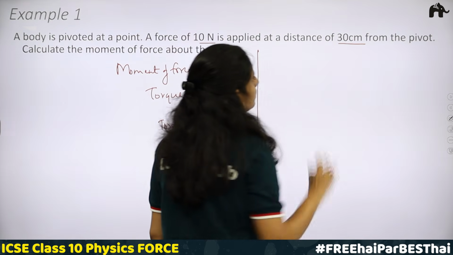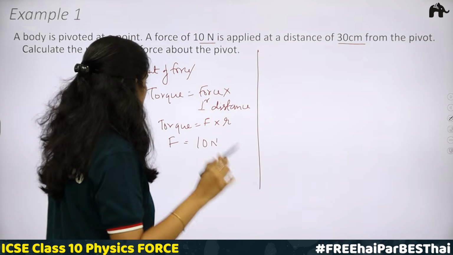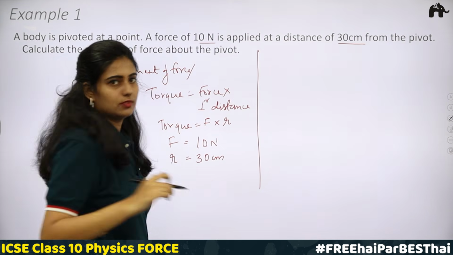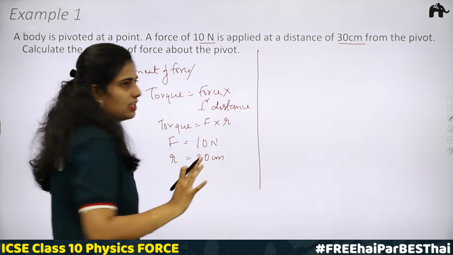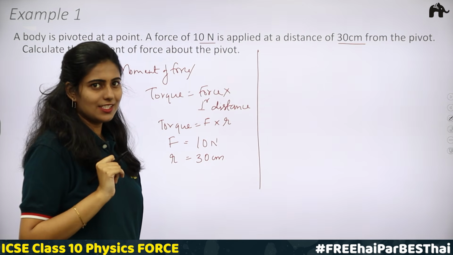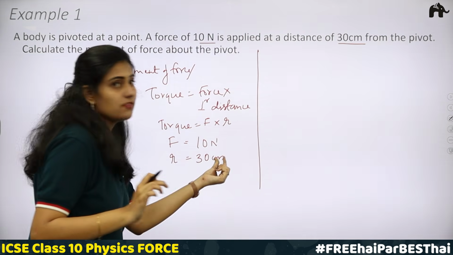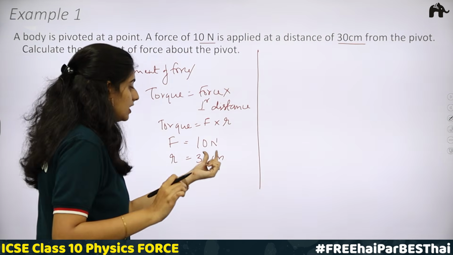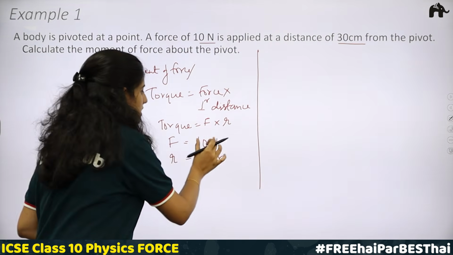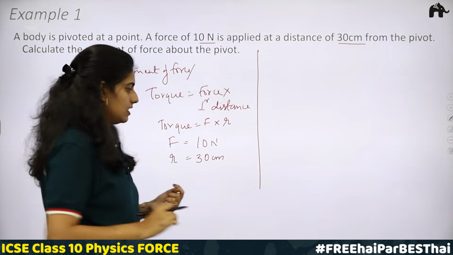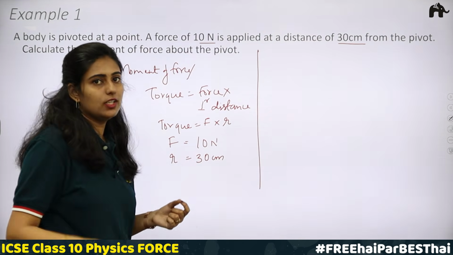Applied at a distance of 30 centimeter from the pivot. So the distance R is equal to 30 centimeter. Now what we need to do? We have to take the product. Is there something that is to be changed? Here it is given in units of centimeter. We need the standard unit. If force is in Newton, then distance should be in meters. So 30 centimeter should be converted into meters.